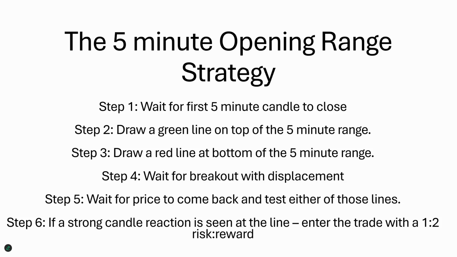Once you've done that, you'll again need to wait for either a breakout above the green line with displacement or below the red line with displacement for step number 4. Step number 5, once the breakout happens, whether it's upside or downside, we'll have to wait for the price to come back and test either of those lines, red or green. Step number 6, if a strong candle reaction is seen at the line, we enter the trade with a 1 to 2 risk reward. We can also keep some runners for more reward, more than the 1 to 2, but at a minimum, we need to exit at a 1 to 2 risk reward.